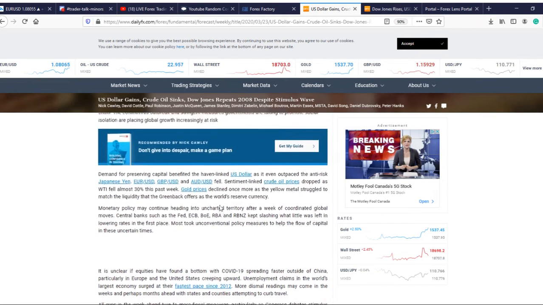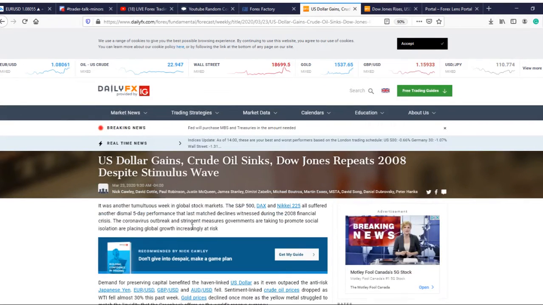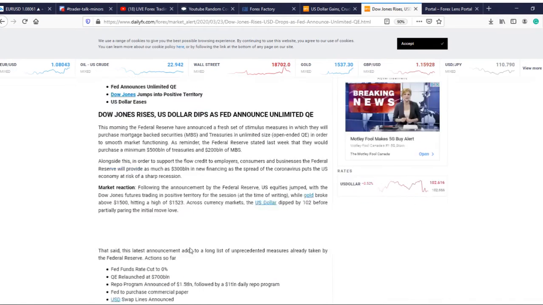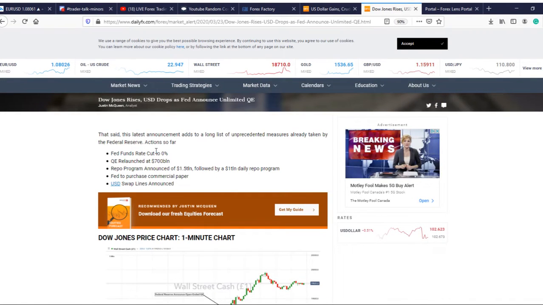But in short, the US dollar is still pretty bullish this week, even despite the Fed doing a bunch of stuff. And I'm trying to find the specific article where it talks about, oh, here we go. So the Fed cut the rate to 0%, quantitative easing relaunched to $700 billion. They introduced $1.5 trillion into the market to purchase commercial paper, and U.S. swap lines announced. So they're doing all this to keep the economy afloat, and it's still showing its dominance.